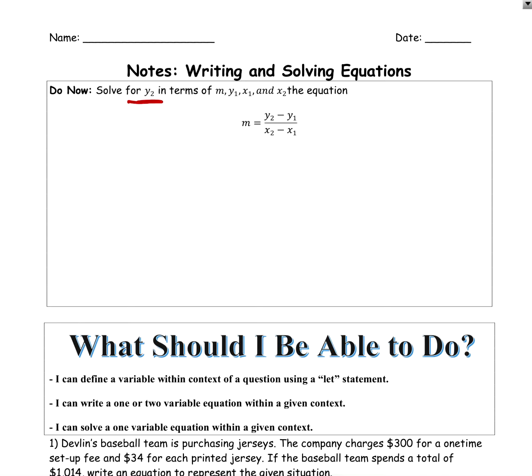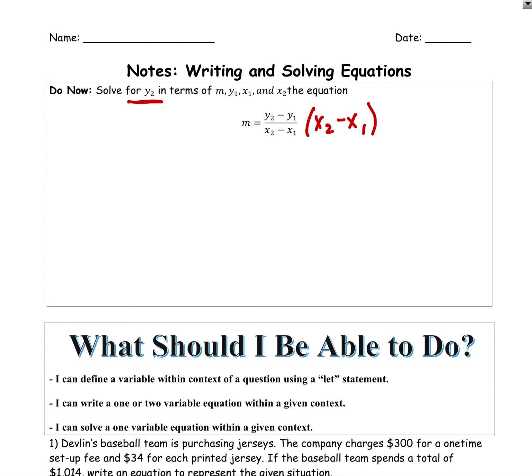That means we're getting y2 by itself. And we want it in terms of m, y1, x1, and x2. So the first step to getting y2 by itself is, you have to look at what's happening with the y2. It's subtracting y1, and it's also being divided by x2 minus x1. What you're going to want to do here is multiply both sides by x2 minus x1. You do not want to add y1.